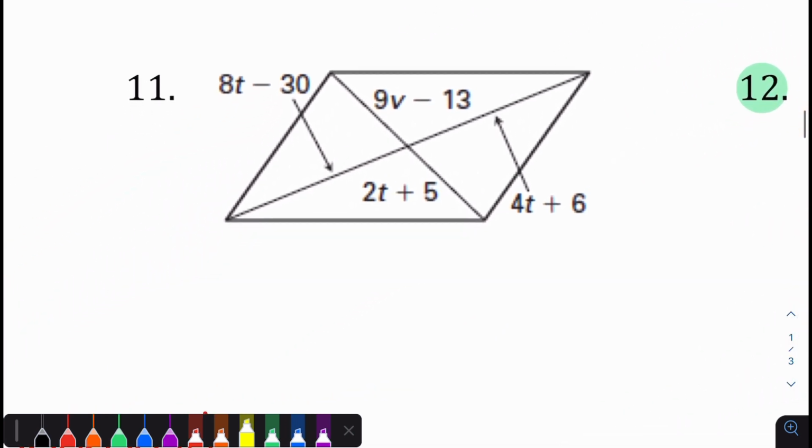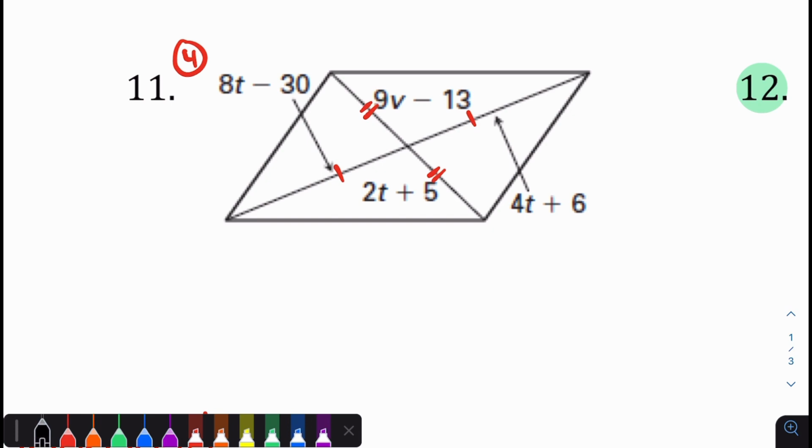Number 11, this is another one with diagonals. So that's going to be property number 4. Again, I know that these two segments are congruent and these two segments are congruent because the diagonals bisect each other, so they cut each other exactly in half.